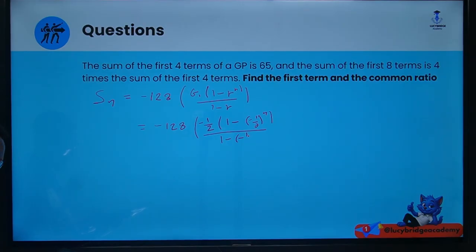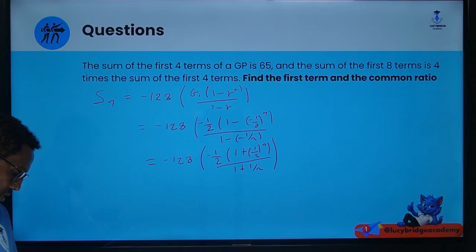Which is equal to minus 128 times minus 1 over 2 times, since minus 1 to the power of 7 is minus 1, minus minus 1 over 2 to the power of 7 gives 1 plus 1 over 2 to the power of 7, over 1 plus 1 over 2.